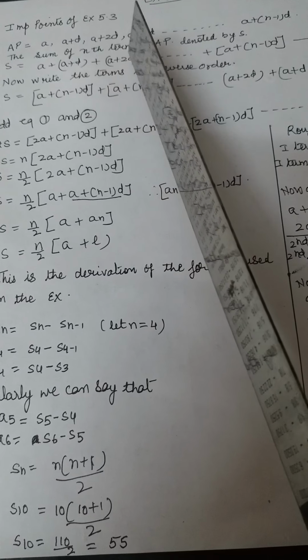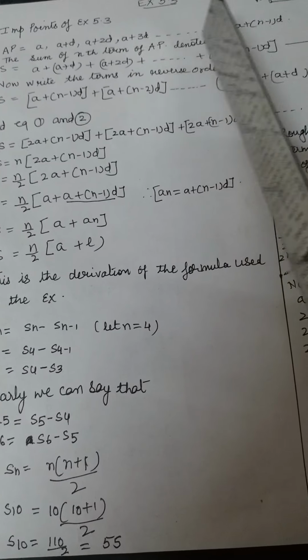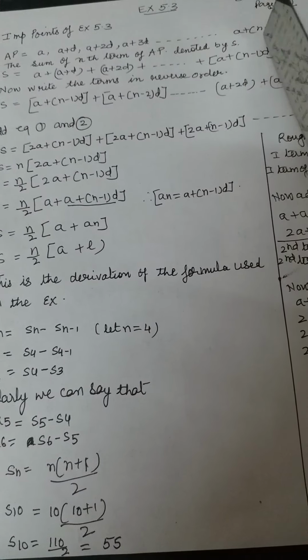d, a plus 2d, a plus 3d, and the last term will be a plus (n minus 1) into d. The sum of the n terms of an AP is denoted by S. Therefore, S is equal to a, the first term, then a plus d, the second term, then a plus 2d, the third term, and so on, and a plus (n minus 1) into d is the last term. This is equation number 1.